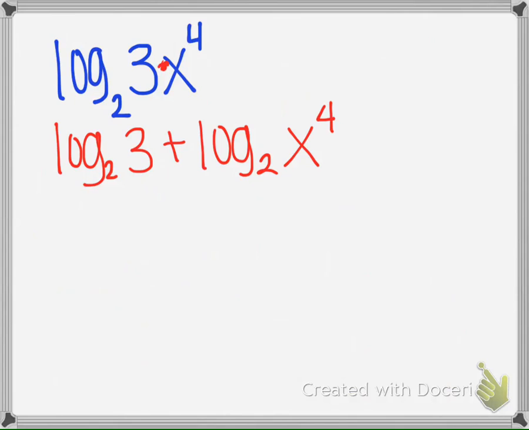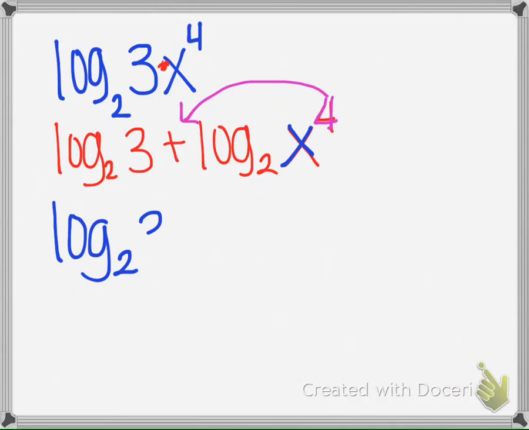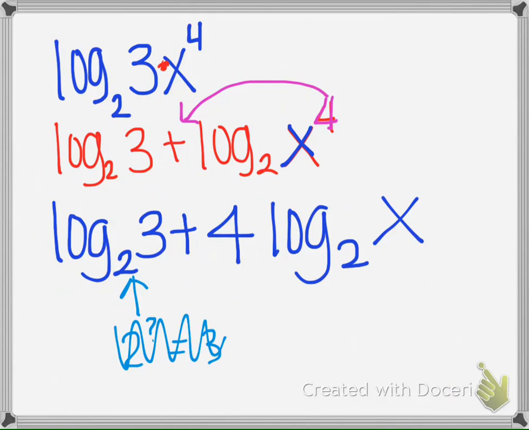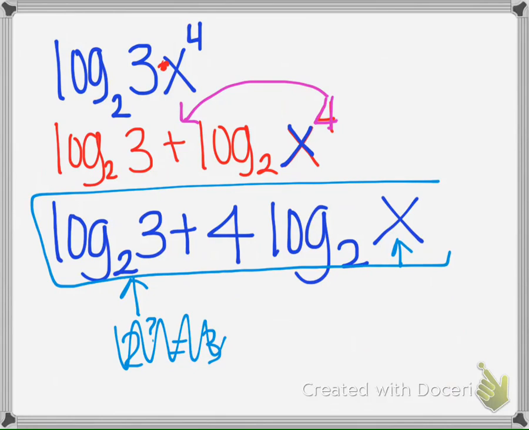We have to wait to move that 4. Now we can move it because the 4 is only with the x here. So we have log base 2 of 3 plus, move the 4 in front, and then check and see if anything can be simplified. This is saying 2 to what power is 3, which we can't simplify without a calculator. And this one has a variable, so this is as expanded as it will go.